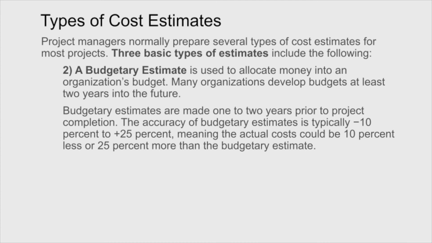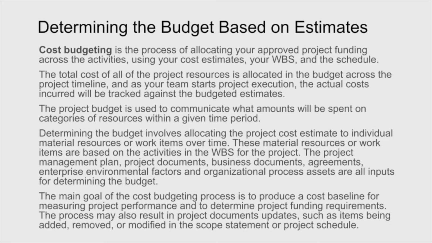A finer measure is a budget estimate, and we effectively use our tools that we've talked about so far in terms of the work breakdown and the structure and the like in order to help do that. So many organizations develop budgets, really kind of stretch out into the future 2-3 years. So budgetary estimates are made 1 or 2 years prior to project completion. The accuracy of the budget estimates is typically somewhere between minus 10% and 25% above. So somewhere in terms of pretty close to cost accurate, and you think maybe the actual cost will be 25% more than what you predicted.